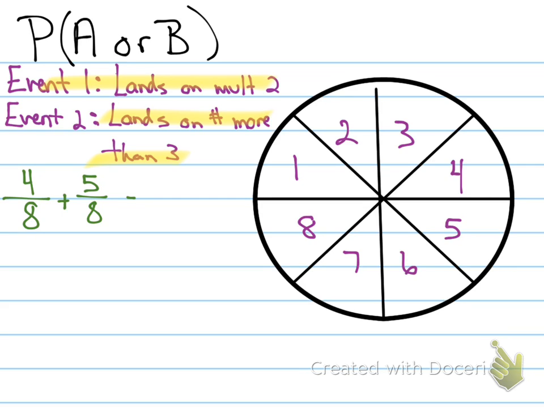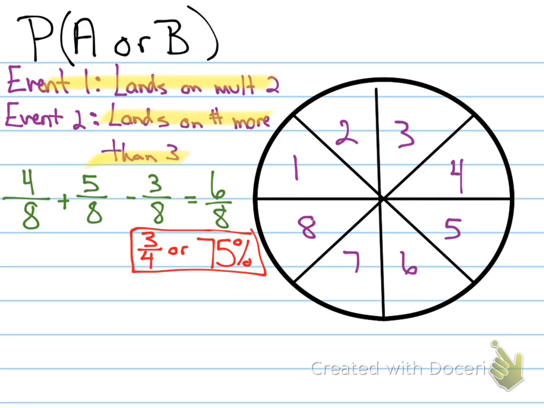6, and 8. I have 3 numbers on the spinner that are both, so I have to take those out of the total. Because remember, what I'm trying to solve for is how many are one or the other, not both. All right, so I have to subtract 3, and I get 6 over 8, which is 3/4 or 75%. I have a 75% chance of landing on a multiple of 2 or a number more than 3, but not both. All right, any questions? Any questions there? All right, so that's overlapping and disjoint.